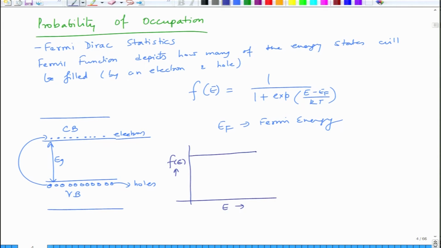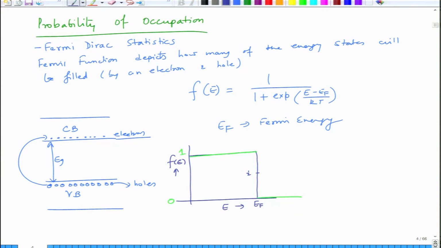So at energy greater than Ef, so this is energy Ef, the probability of occupation is 0. At energy less than Ef, the probability of occupation is 1. And of course the function is sort of undefined at E equal to Ef because it becomes exponential 0. So you can say that every energy state up to Ef is filled, so you can take this as sort of 1. But the mean value will come at half. So this function is asymptotic around half.